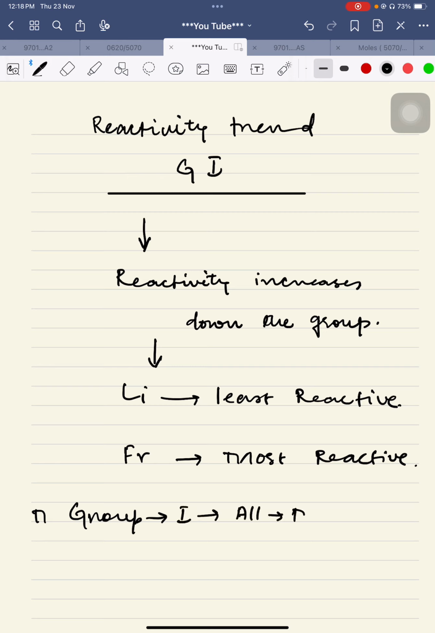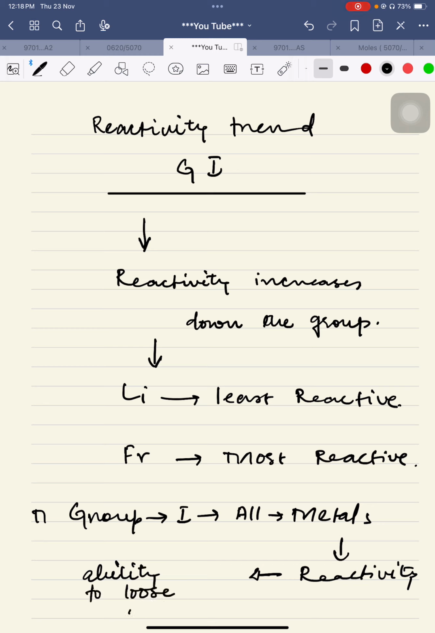And in case of metals, the reactivity is basically based upon the ability to lose an electron. Higher is the ability to lose an electron, higher will be the reactivity. Lower will be the ability to lose an electron, lower will be the reactivity.